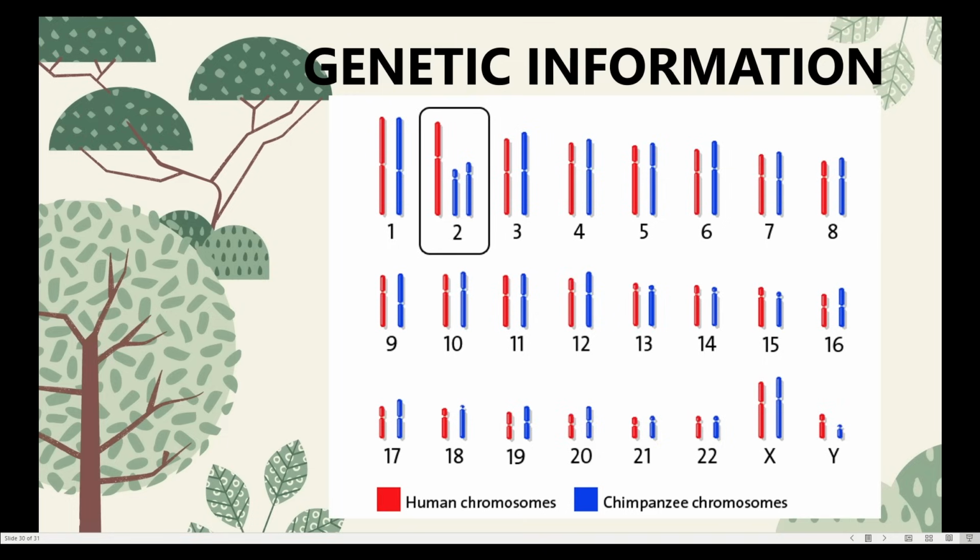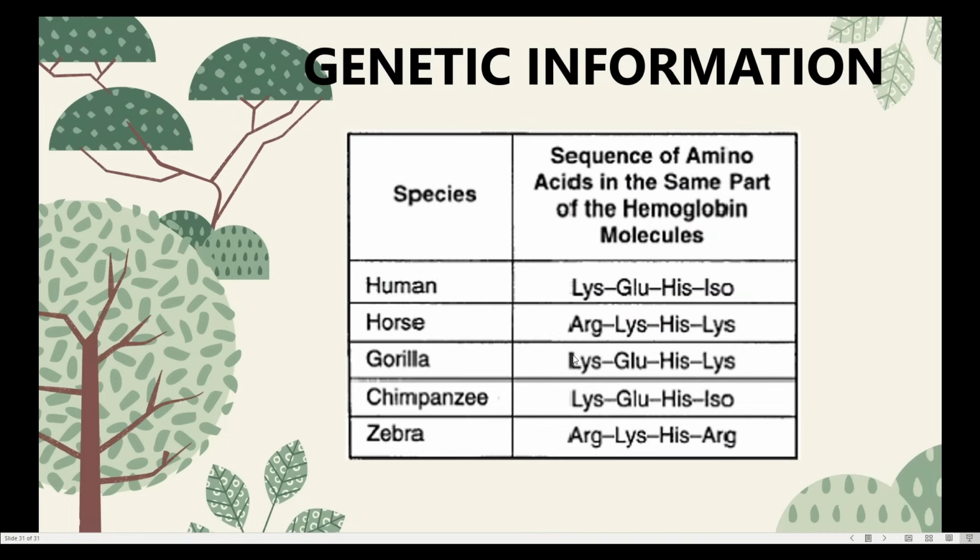And here I have an example of amino acid sequences of different animals. This is only for hemoglobin because we have different types of molecules. We can see here that the human and chimpanzee have exactly the same sequence of amino acids. But the horse, the gorilla, and then the zebra, they are different. Si gorilla medyo malapit, isa lang ang kaibahan. Pero sabi ko nga, there's a specific species of monkey that is closest to us, and that is the chimpanzee.